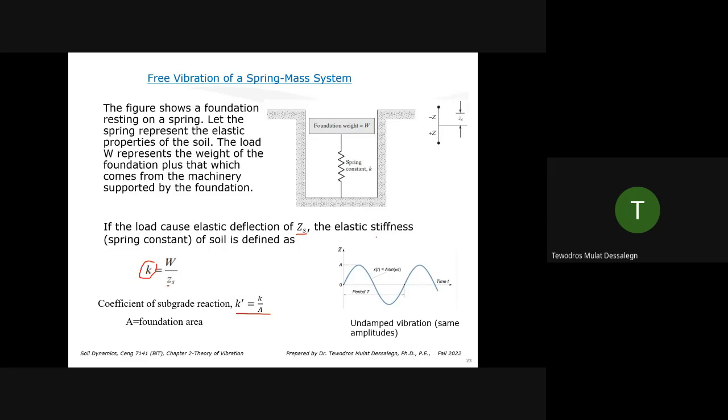So for this vibration, what do we expect? We expect it to be periodic, continuing continuously, because there is no damper to dissipate the energy. So this is undamped vibration. It has the same amplitude all the time because there is no damping. Time after time, we'll have the same amplitude A. That A is equivalent to the initial Zs we give it.